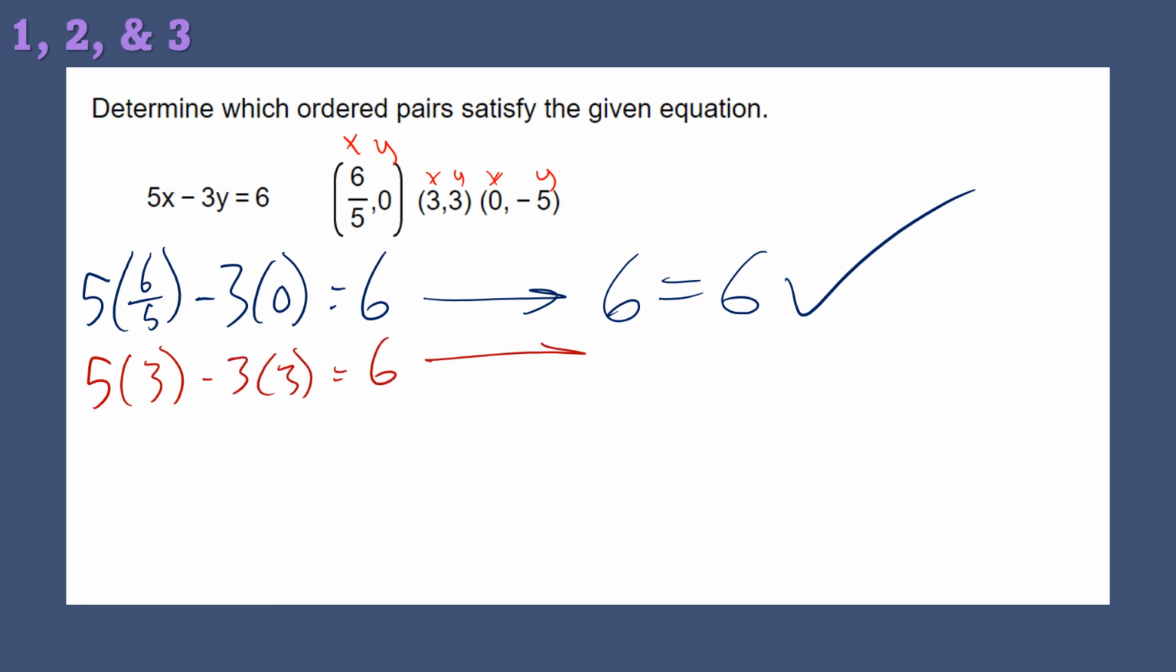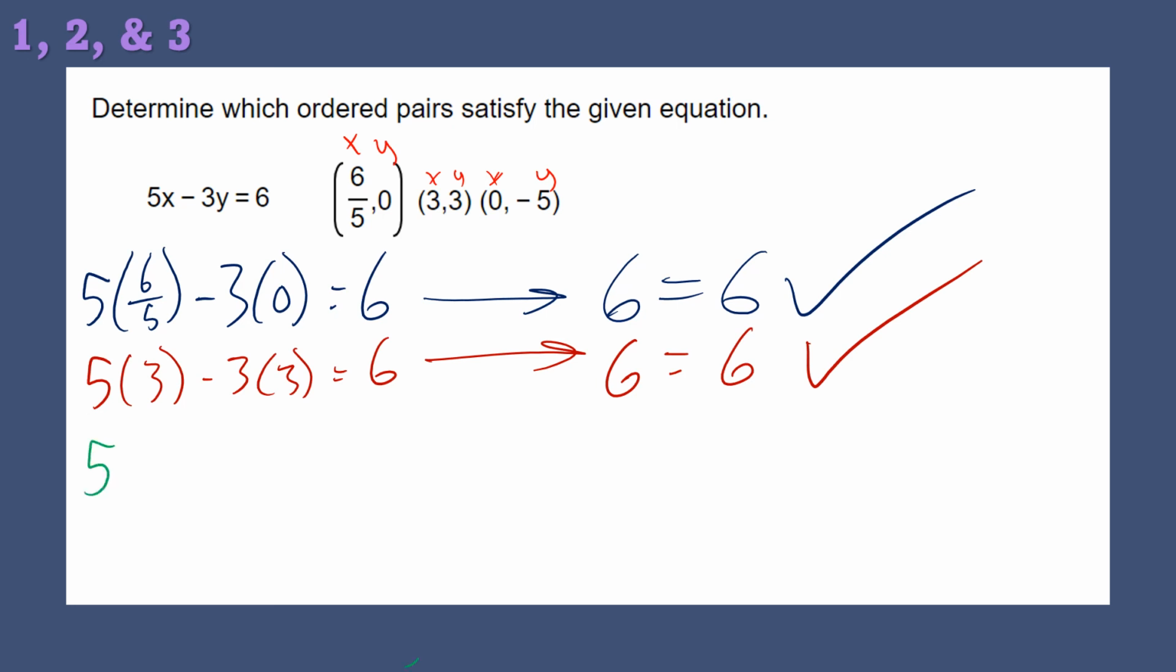And what would I get if I calculated that out? I get 15 minus 9, which is 6. And the other side is also 6. So that works out. So both of those work. Let me try the last one here because we can pick more than one answer on this one. And we've already picked 2. Maybe it's all 3 of them.